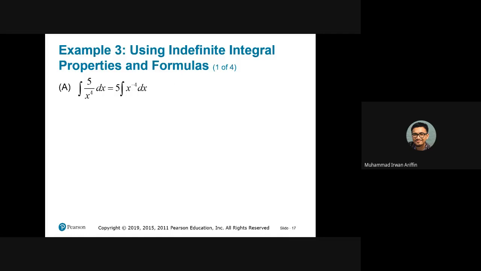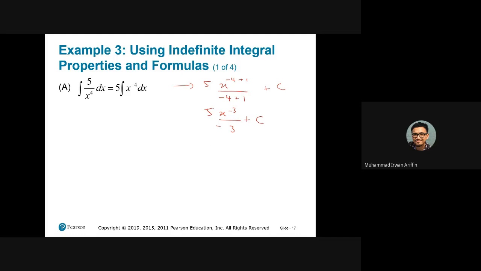Okay. Another example. So this is 5. So we can basically simplify this. We can bring 5 to the front. So this then becomes what? So x to the power of negative 4 plus 1, and then divided by negative 4 plus 1. Okay, and don't forget our c. So this becomes x to the power of negative 3 divided by negative 3 plus c.